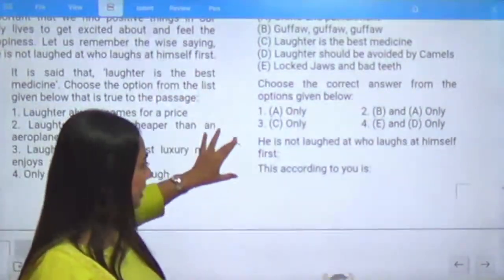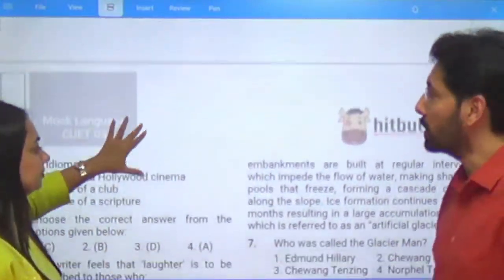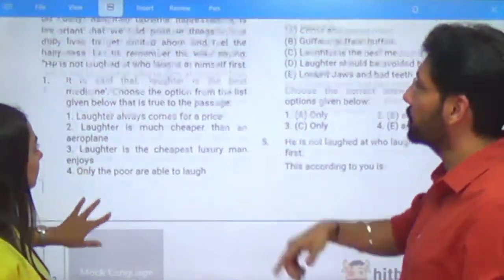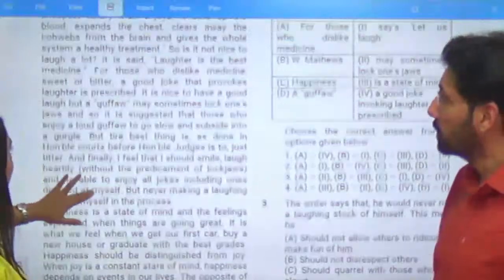Right, so these were quite easy questions. He is not laughed at who laughs at himself. Can you just help them to understand that? How did you make the meaning of the guffaw over there where it was used in the passage? Okay, the contextual meaning you're saying, sir? Yes. Okay, let us trace the word here quickly.